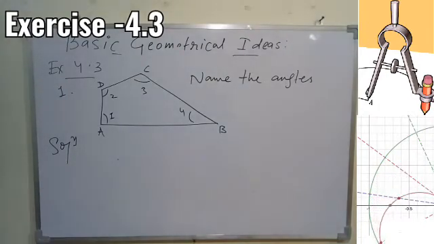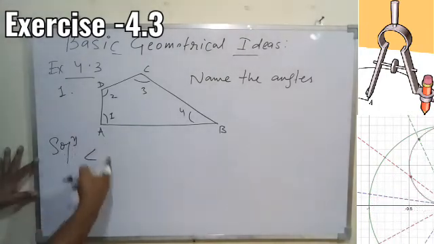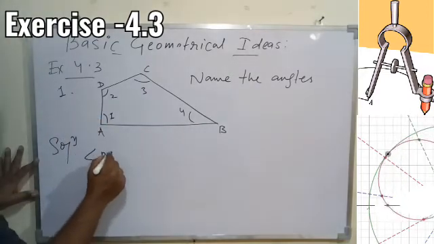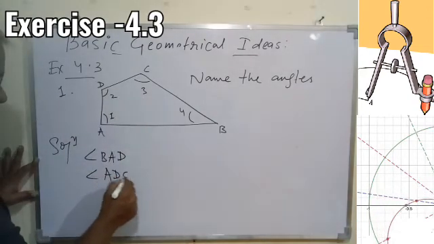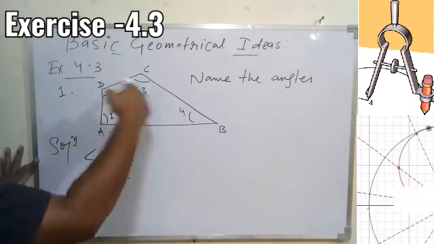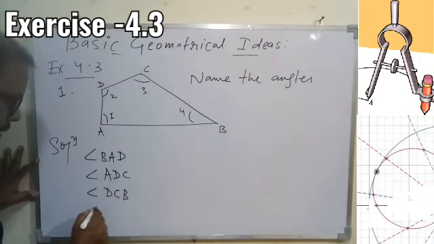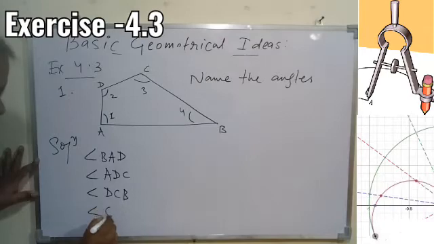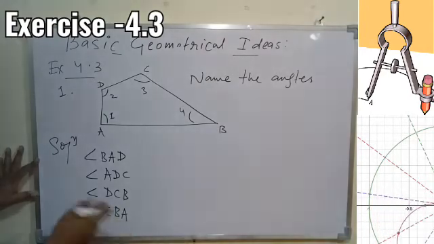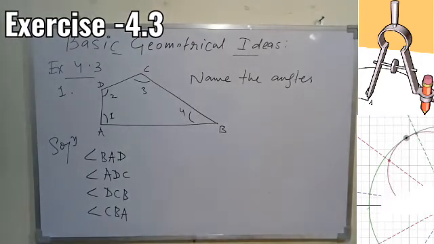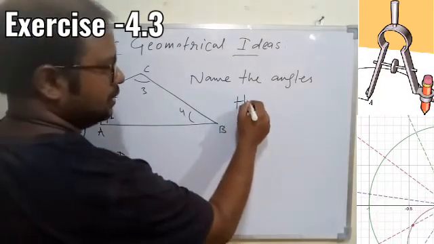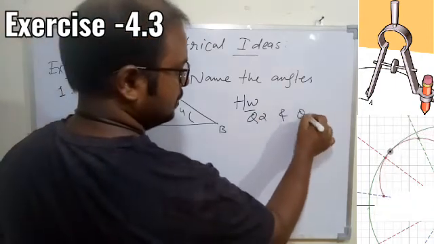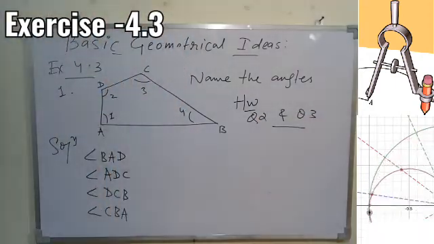Now we know how to name the angle. So very first, angle 1, BAD, we can write down. Angle 2, ADC. Angle 3, DCB. And angle 4, CBA. So CBA and ABC are the same, that I have already said. Okay, so the questions are very simple in this exercise. Only two more questions are there, 2 and 3. So the rest, 2 and 3, you take as homework from exercise 4.3.